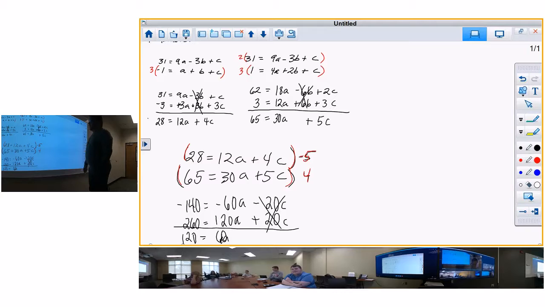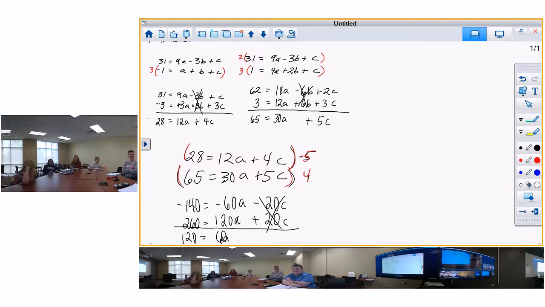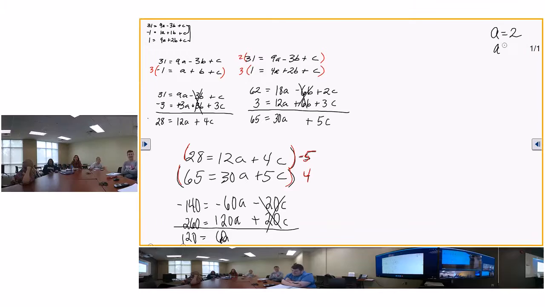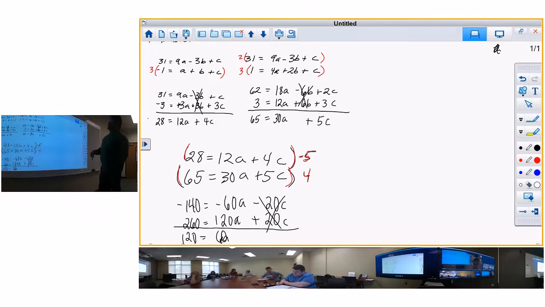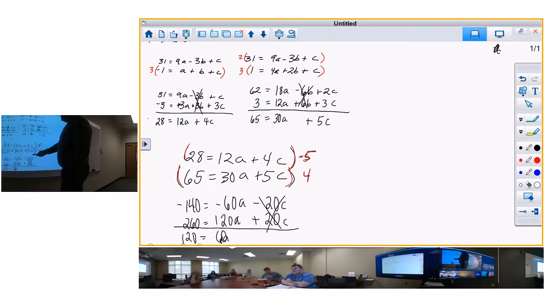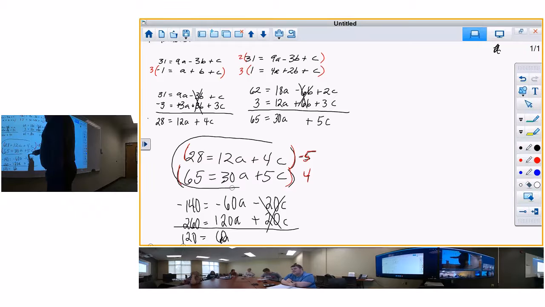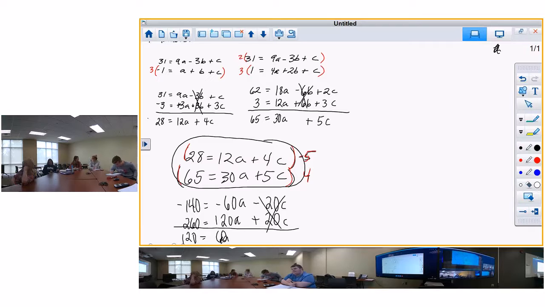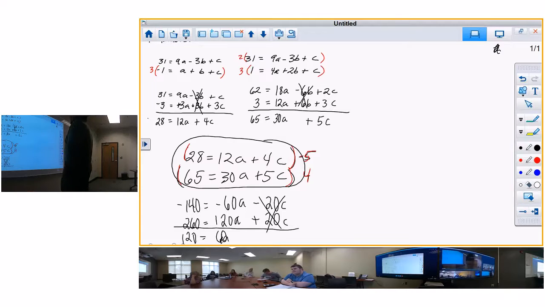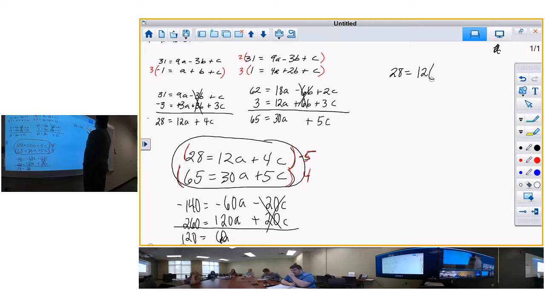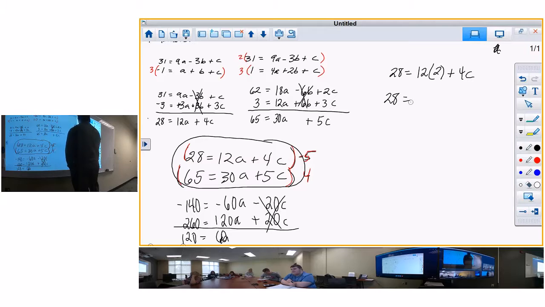Let's just keep going. So A equals 120 divided by 60, which is 2. I got that written down. So you can back substitute now into one of these two. 28 is equal to 12A plus 4C. You can pick either one you want to: 12 times 2 plus 4C. And 28 is equal to 24 plus 4C. Minus 24, you get 4 is equal to 4C. C is equal to 1.